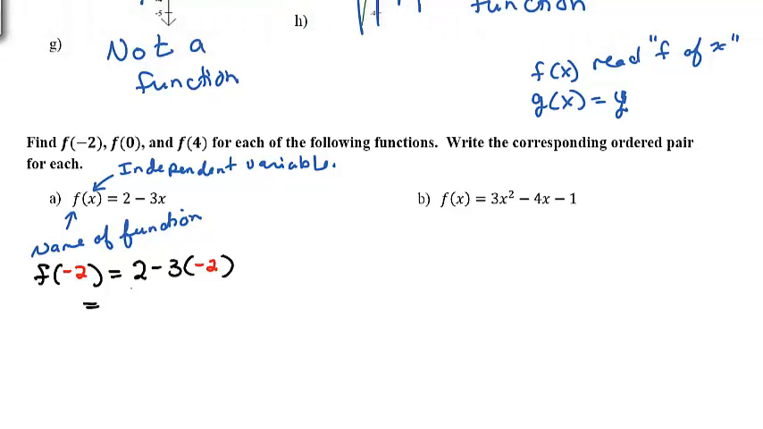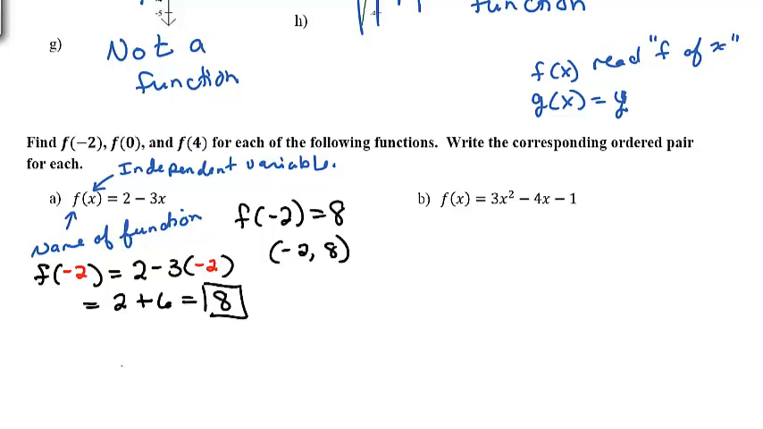So what do we get? We have 2, and then -3 times -2 is +6, and so we get 8. So f of -2 equals 8, and this corresponds to the ordered pair -2, 8.